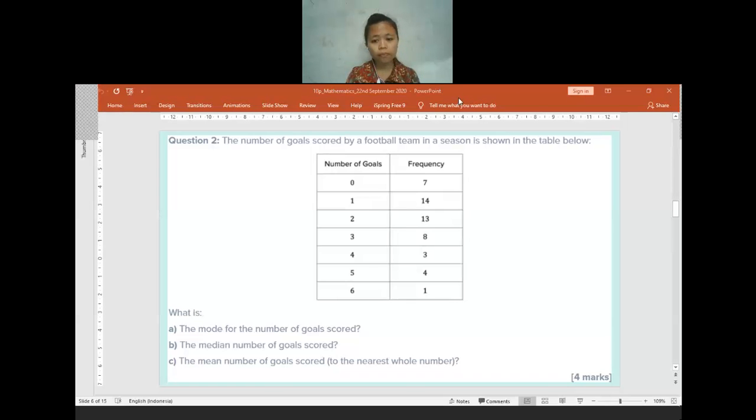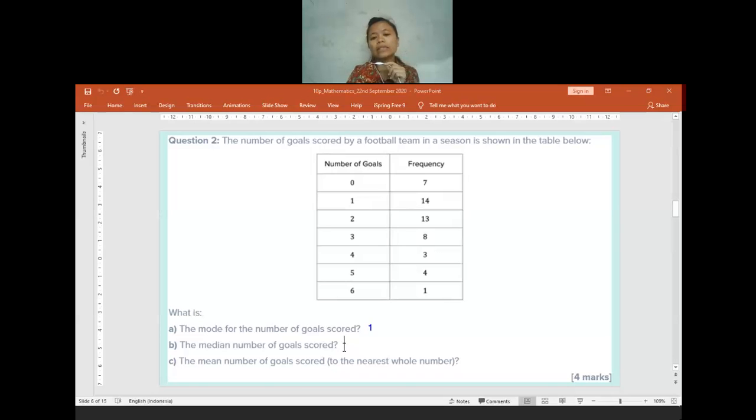Anyone can help me to find it? What is the mode? Someone told me through the chat box that the mode is equal to 1. Yes, when it is given in the frequency table, the one having the highest frequency, we call it the mode. So the mode will be equal to 1.